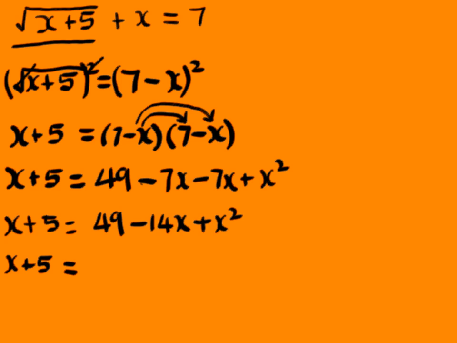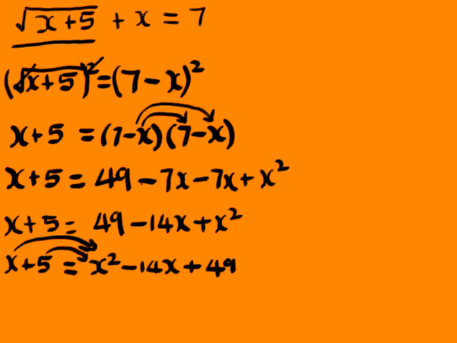So we rearrange and we have x squared coming first, minus 14x plus 49. So we'll move both x and positive 5 over the equation sign now. We will move x over the equation sign, and we move positive 5 over the equation sign.